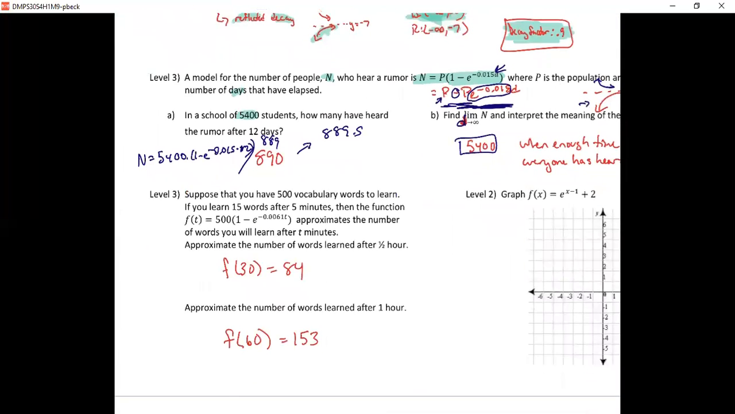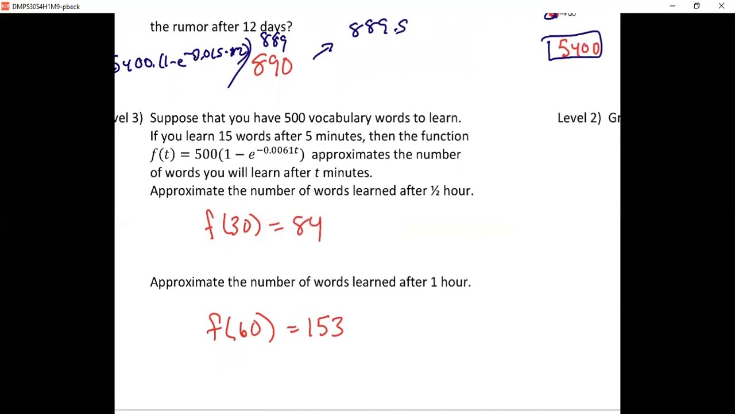So next problem, if we have 500 vocabulary words to learn, basically a formula. One of the things that I ask you to be very careful of is units, where t is in minutes, but I ask about a half hour. So you're really saying what's f of 30, and then an hour is f of 60.